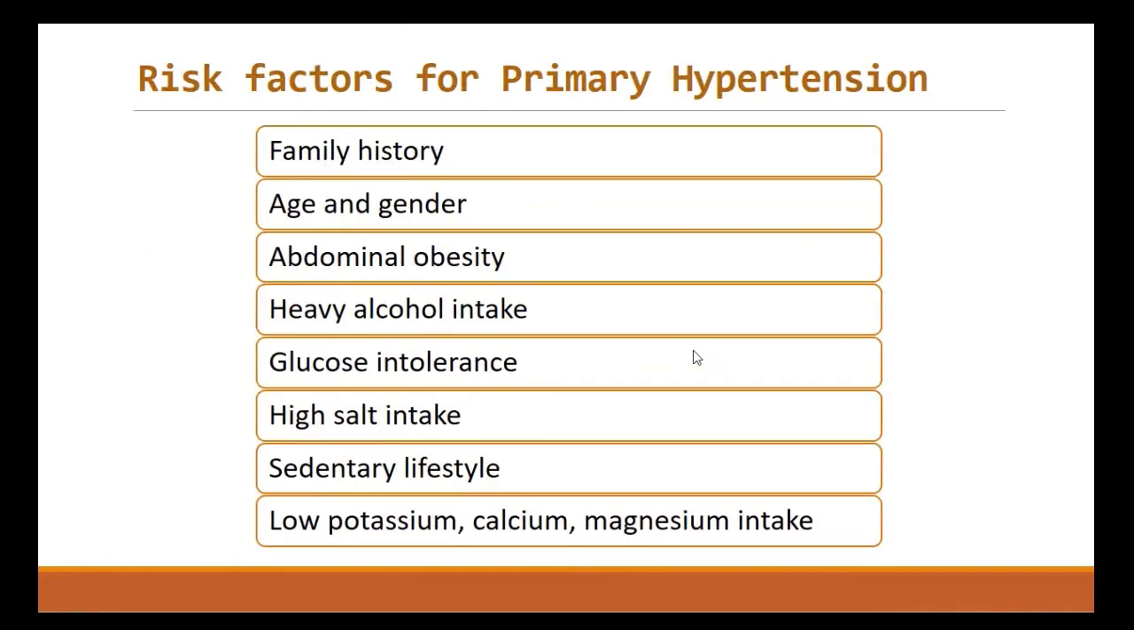There are many risk factors for primary hypertension. So it's family history, age and gender. As the age increases, there are increased chances of hypertension. Males have a higher chance of having primary hypertension. Abdominal obesity, heavy alcohol intake, glucose intolerance or diabetes, okay? High salt intake, sedentary lifestyle, low potassium, calcium or magnesium in the diet. So all these are risk factors for primary hypertension.